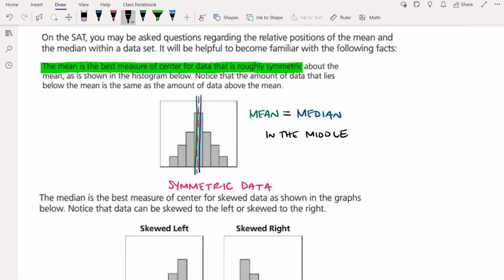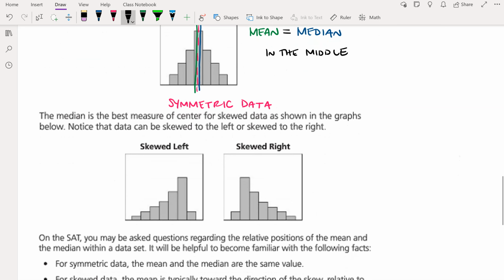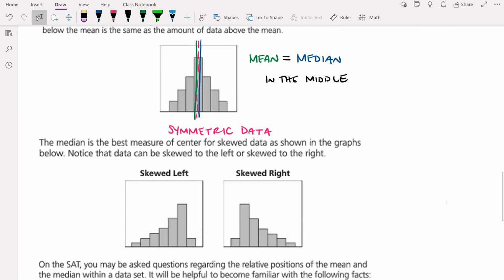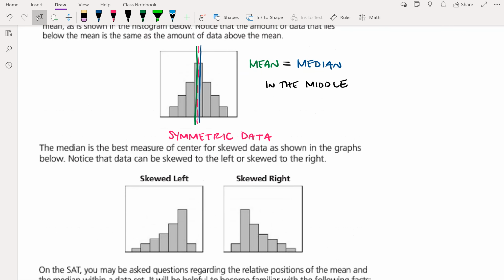So when your data looks like this, your mean is going to equal your median, and they'll both be in the middle of the data. Sweet. Now let's talk about skewed data. The median is the best measure of center for skewed data, as shown below.